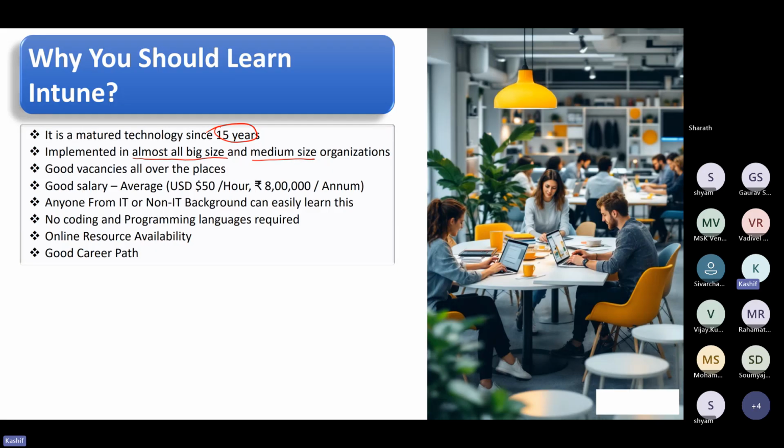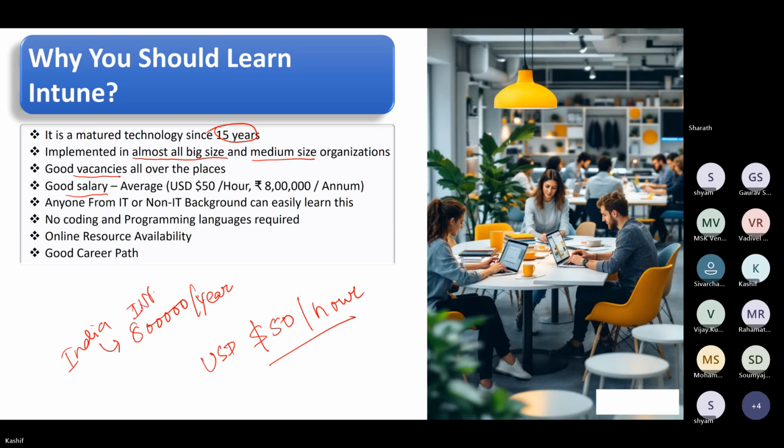And that is the reason you have good vacancies. People are earning good salary. Those who are in US or Canada, you can expect an average salary of 50 USD per hour, hourly basis. Okay, USD. And those who are in India, you can expect a salary of 8 lakh per annum, 800,000 Indian rupees. This is yearly salary. Okay, INR. It's not dollar, guys. Average salary. Got it?